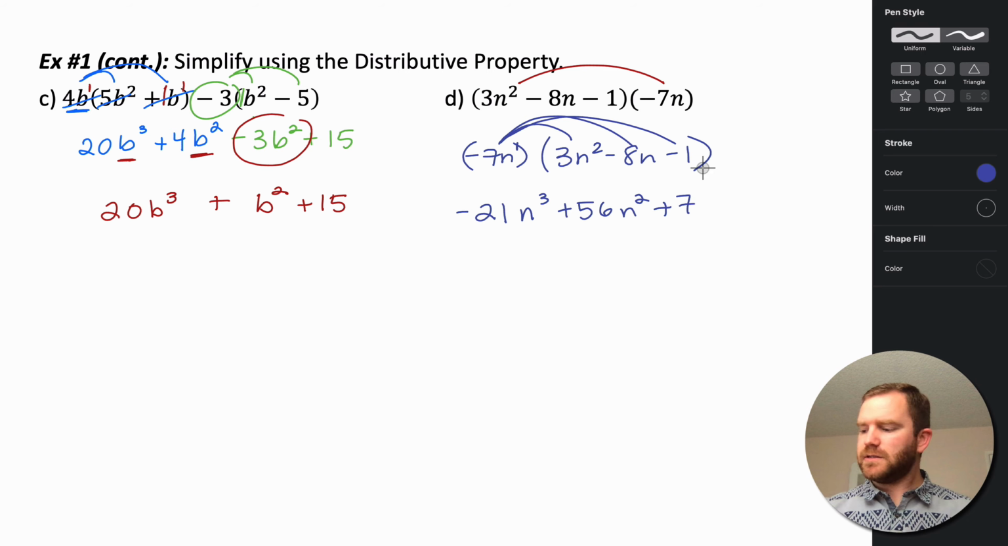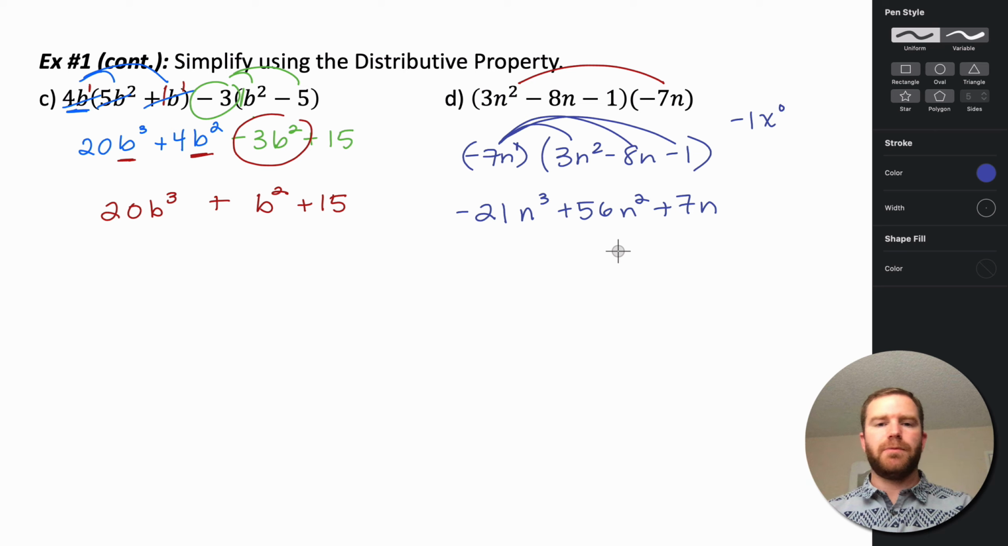This n to the first doesn't have anything to multiply with, so we're just going to get n to the first. You could also think about this as negative 1 times x to the 0, because again, x to the 0 is 1. So if we were adding the exponents there, 1 plus 0 would still be 1, so that's why that n stays there. And that would be our polynomial there. Again, it's a cubic trinomial. So that's the basic idea in distributing a monomial into a polynomial.